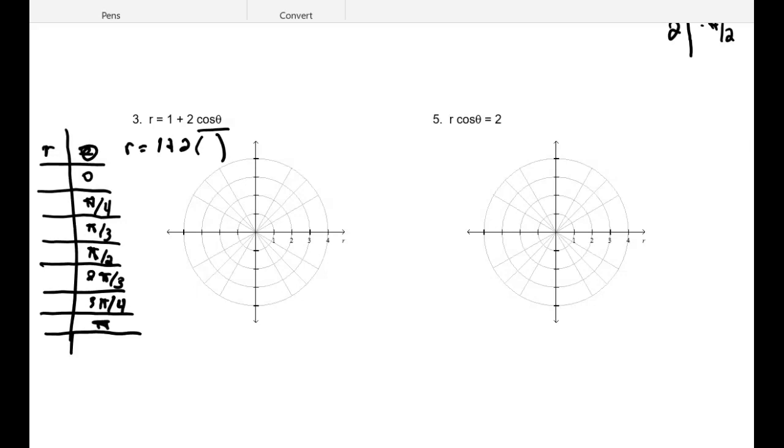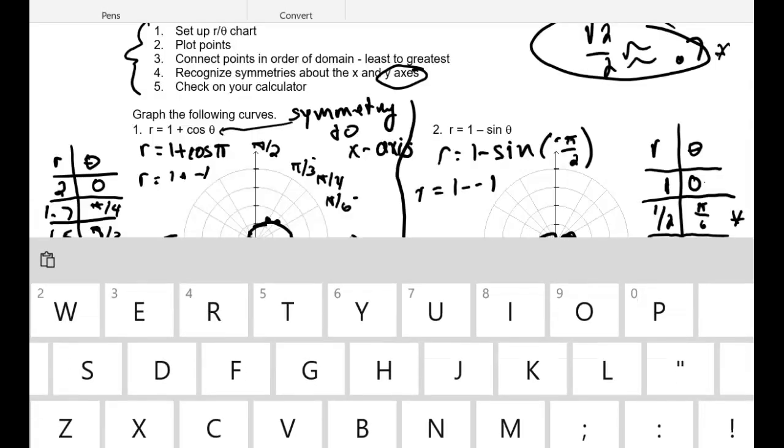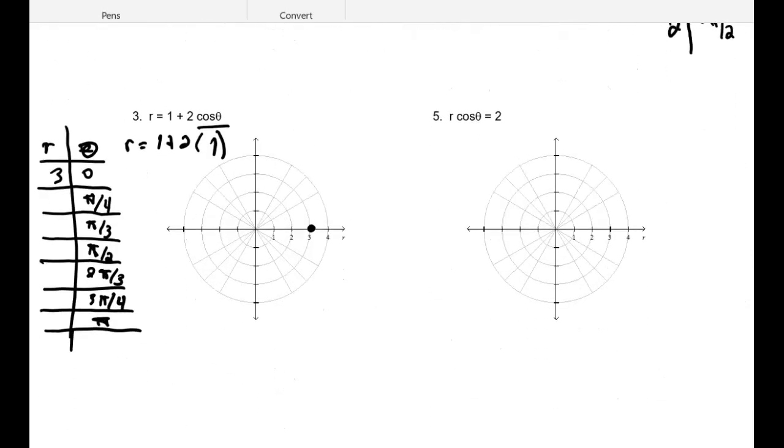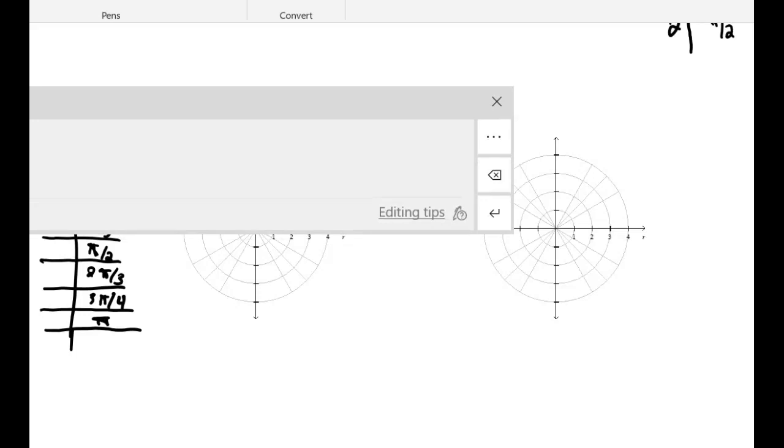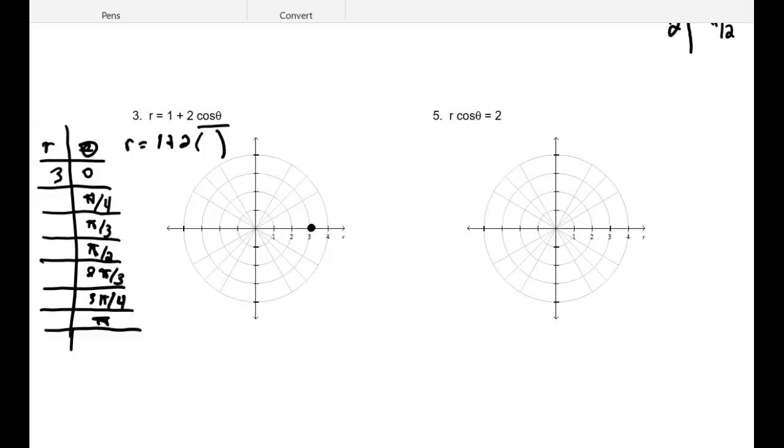If I plug in a 0, cosine of 0 is going to be a 1. So at angle 0, our radius is 3. And if we go to pi over 4, let me put that back up here now. It's about a 0.7. So this would be 1 plus 1.4. So this would be 2.4. So at the pi over 4 angle, we're looking at about 2.5-ish, just inside 2.5.